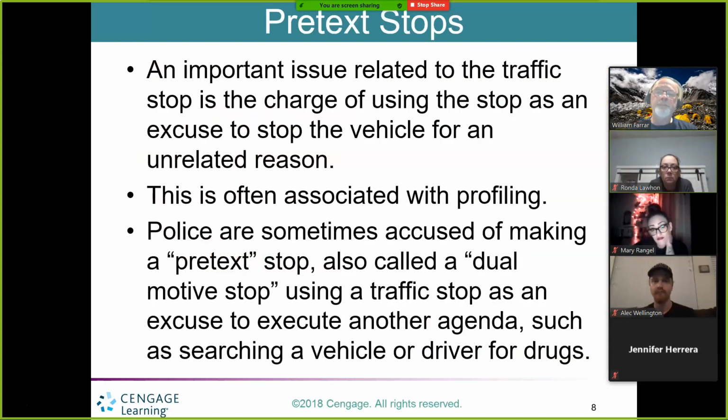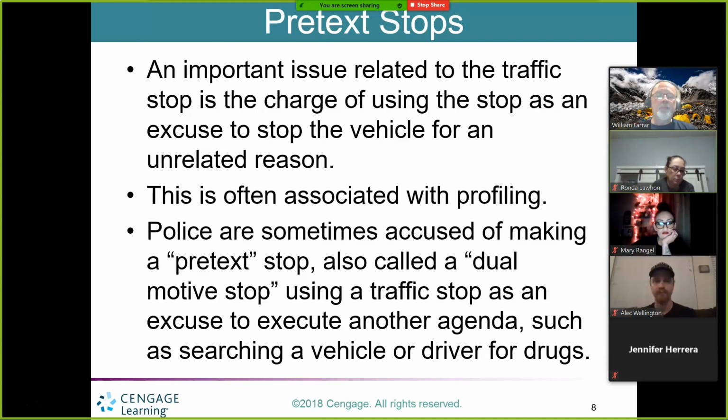One thing I did want to cover really quick, and then we'll move on to our writing assignment and we'll be done, is something that's called pretext stops. And this is important because you're going to run into this. So again, an important issue related to a traffic stop is basically the charge or the ability of using a stop as an excuse, right? To stop the vehicle for an unrelated reason.